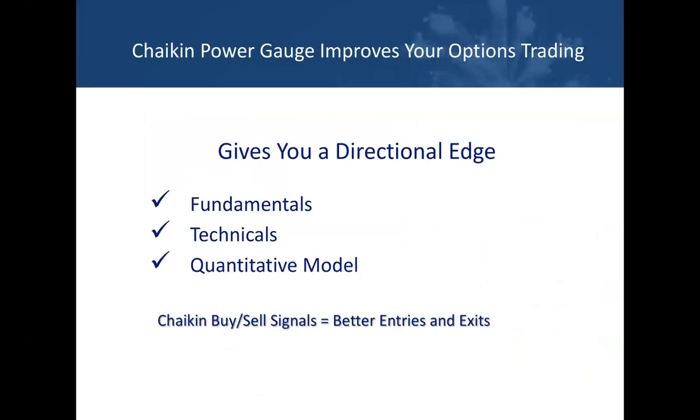Now, what is it that Tom was talking about? Well, we call it the directional edge. It's combining fundamentals with technicals into a quantitative model, layering in some buy and sell signals for better and more disciplined exits and entries. And this is what I found was missing when I was trying to steer over 10,000 options traders at Tucker Anthony to better trading habits, better principles. They didn't understand the importance of a directional edge. Now, as I said, back then it was technical analysis because that's what I was doing.